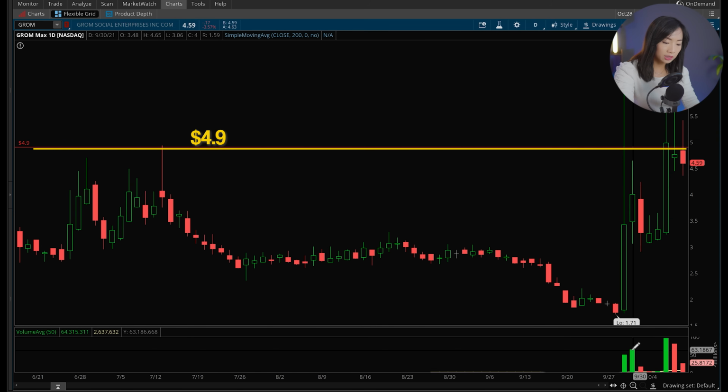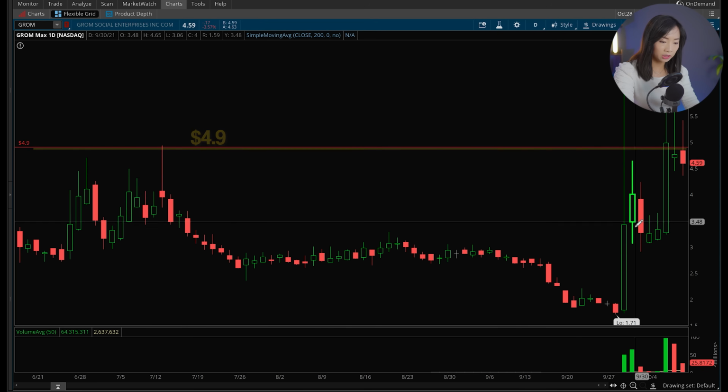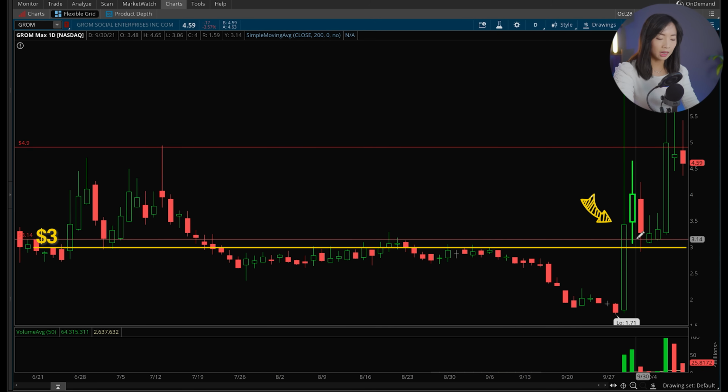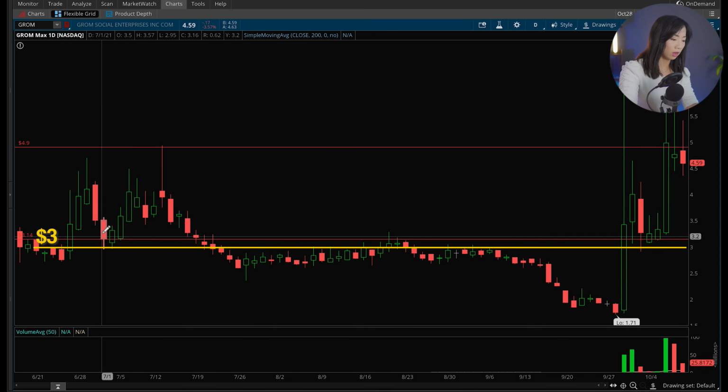And over here, you can see buying started coming in around these areas. Why? Because you can see over here, it consolidated and held that $3 area for multiple days. This day, and all the following up days. And over here, on the previous, a couple of months earlier, it also held that $3 mark. So that's why we know that's going to be a support for the stock.